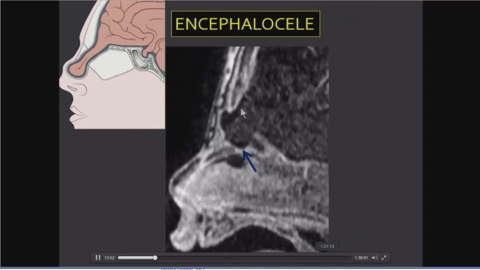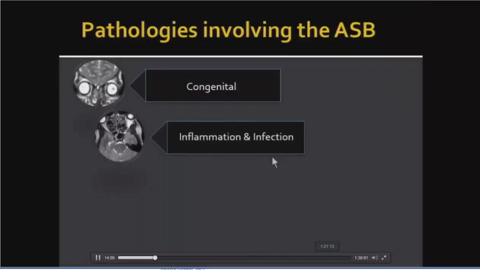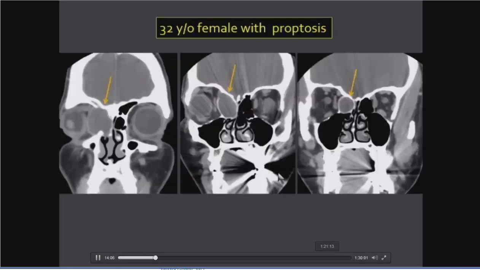This is another example in a different patient where the foramen cecum has remained open, and you can see brain herniating through the defect. So this is the classical encephalocele. Let's look at a few more pathologies involving the anterior skull base. Let's start with some inflammatory and infectious pathologies.